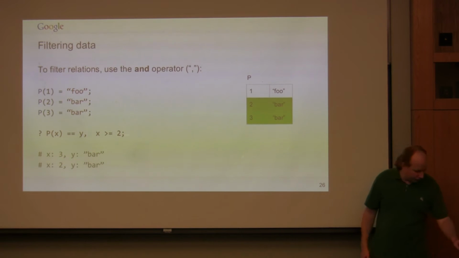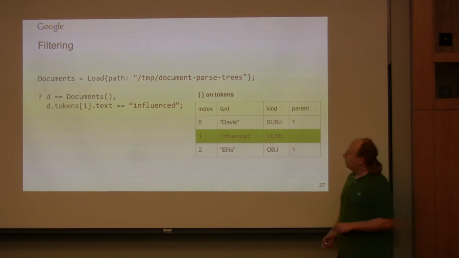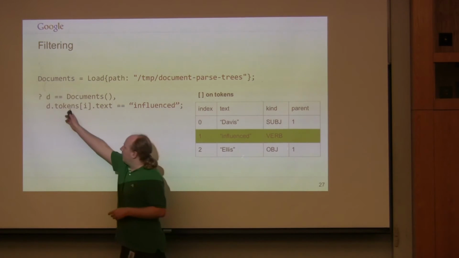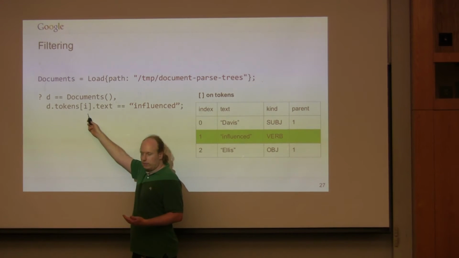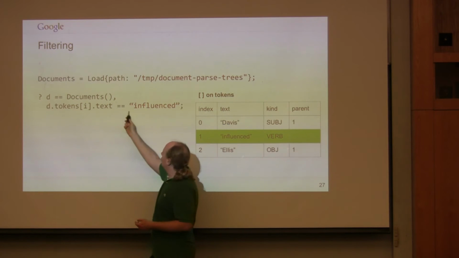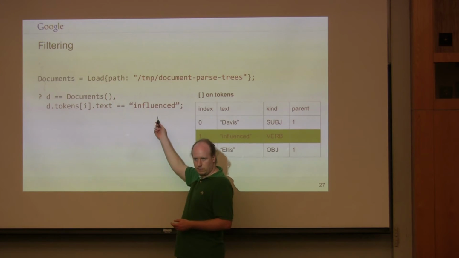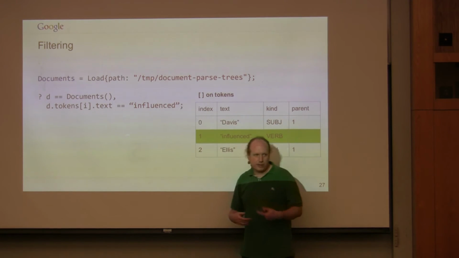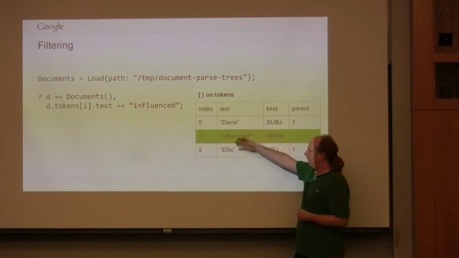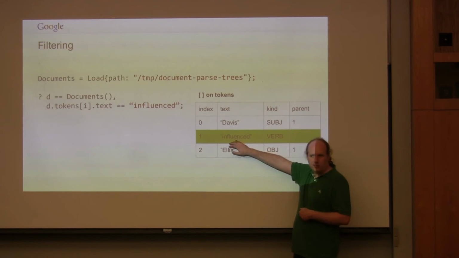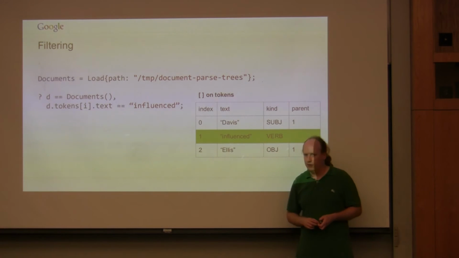So how does this work for our influence example? It's fairly easy. We take our document, we look at any token, and we say that the text of this token needs to be influenced. By doing so, we filter out any document that does not contain at least one token that has the text influence. And for our example document, this is going to succeed because the first token has the text influence.